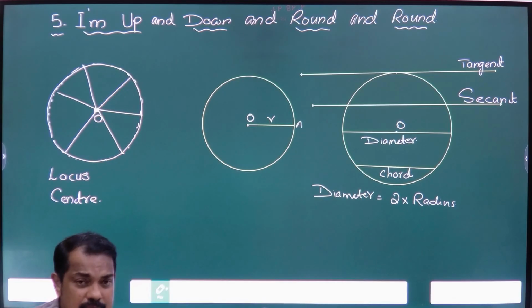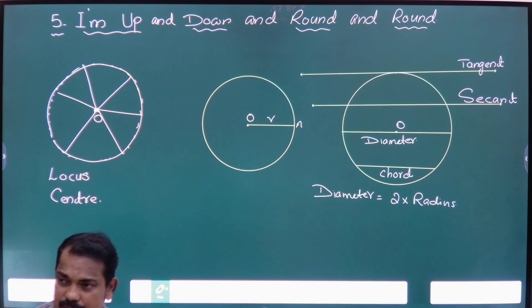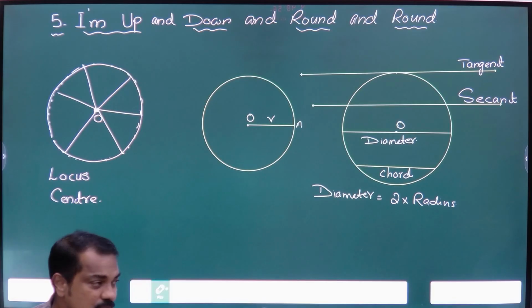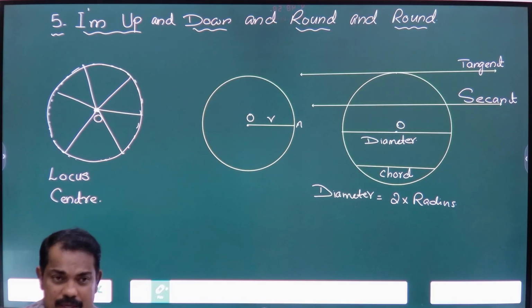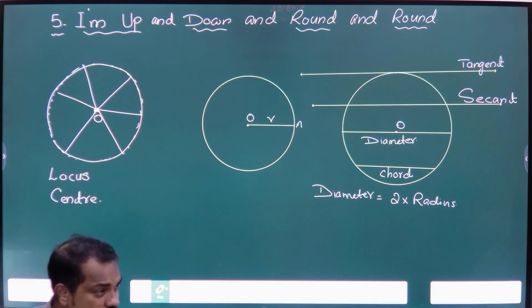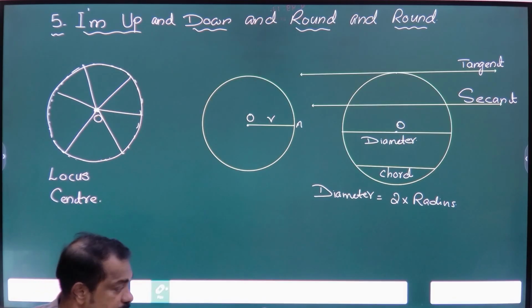Next item. A line, not a line segment, okay? What is the meaning of line? What is the difference between line and line segment? Line segment has two end points, but a line has no end points. What is the difference between line and ray? Ray has one end point and the other end is non-terminating.